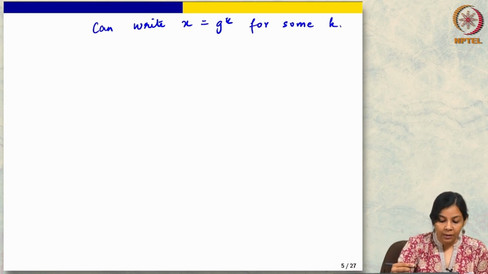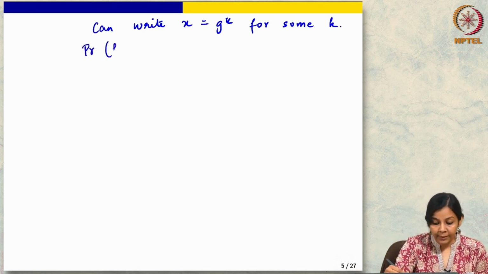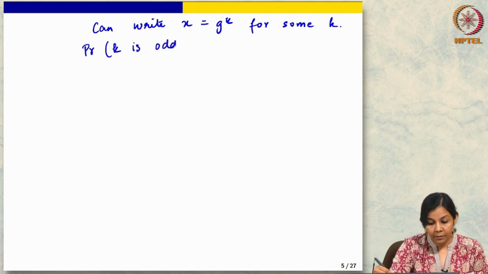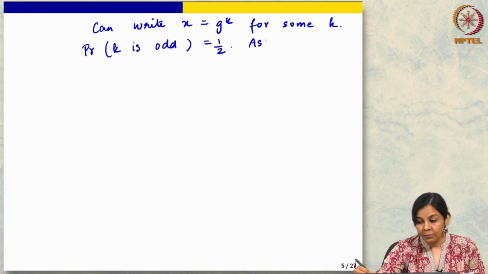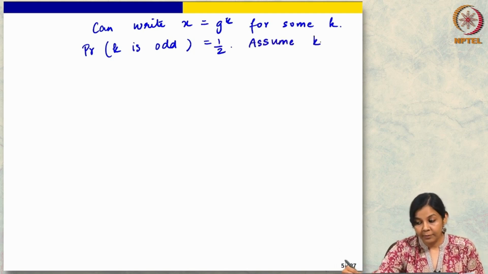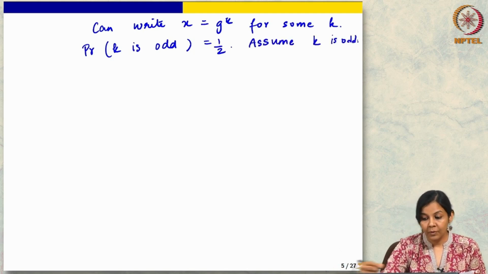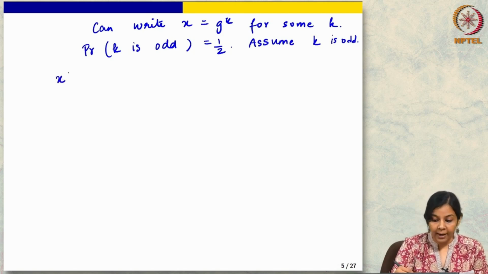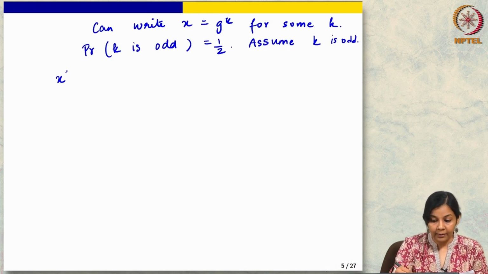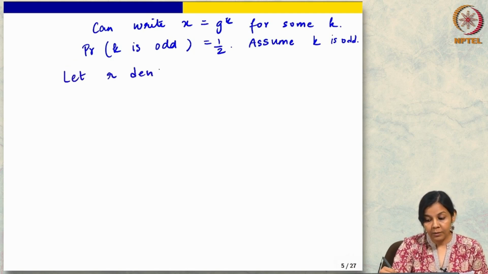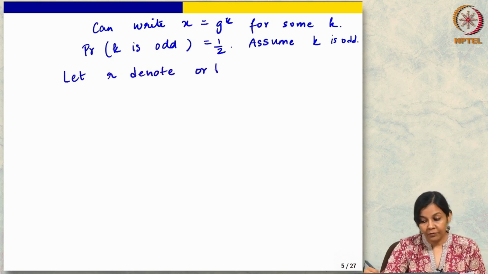So, the probability that k is odd is half. Now assume that k is odd. Then what did we get? We got that x to the order of x, let us call it r. So, let r denote the order of x.